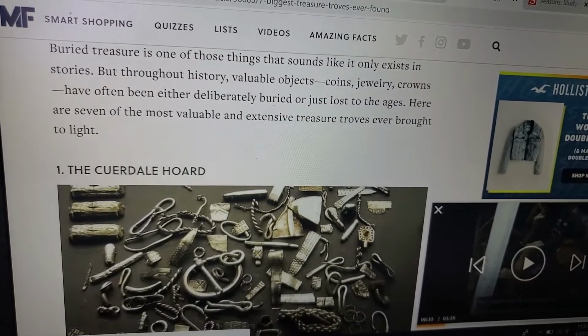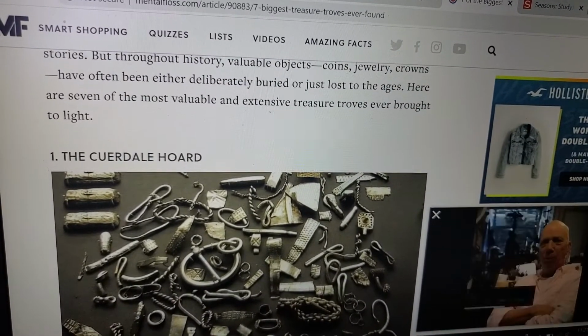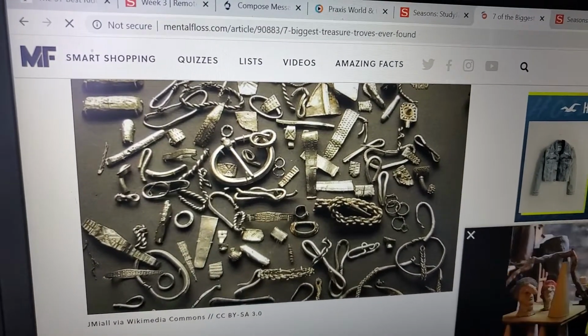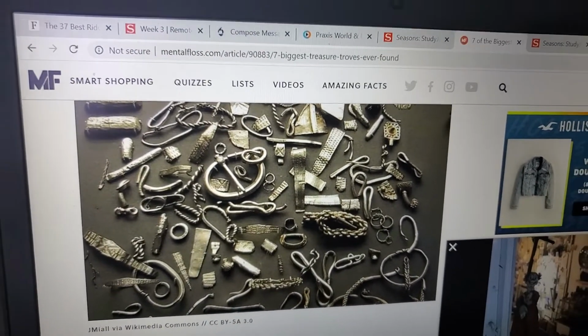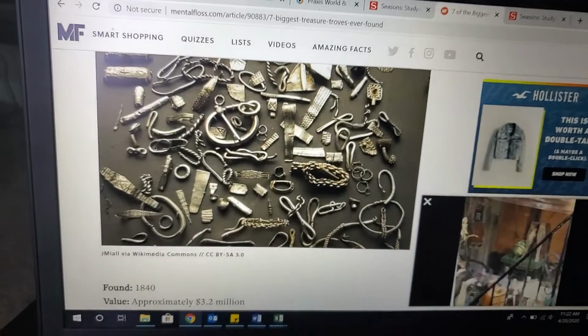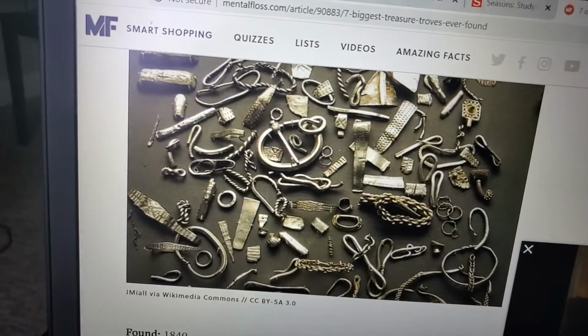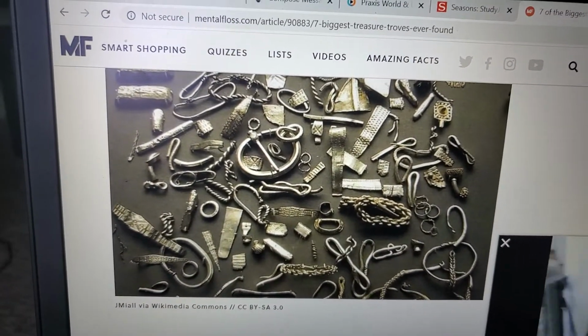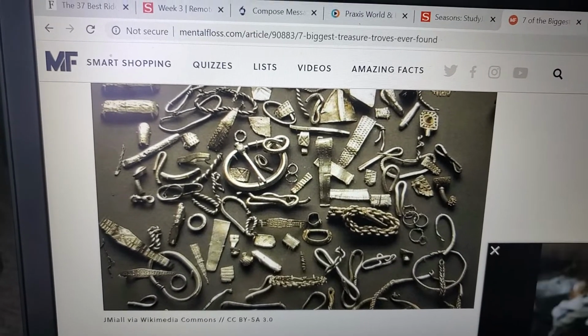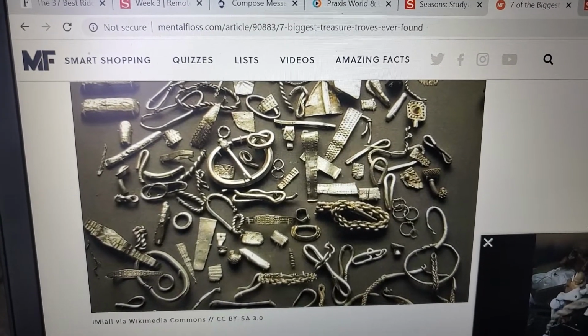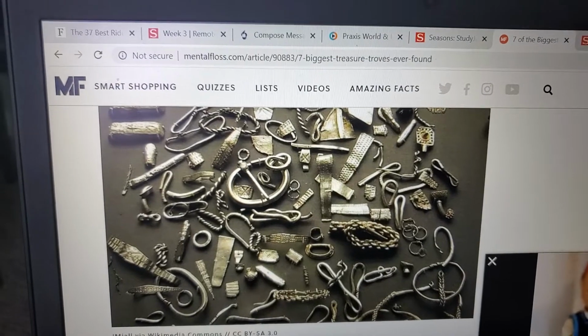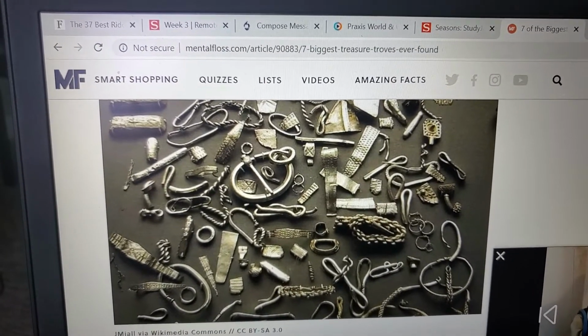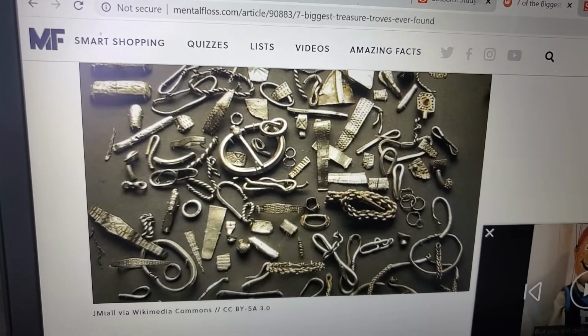But here's one. It's called the Cuerdale Hoard. A lot of these treasures that I'm going to talk to you about today were actually found in England and in Europe because that's where pirates and other types of people who would steal treasure were located. And England and Europe have been around a lot longer than the United States, obviously. And so a lot of these treasures have been found in England.